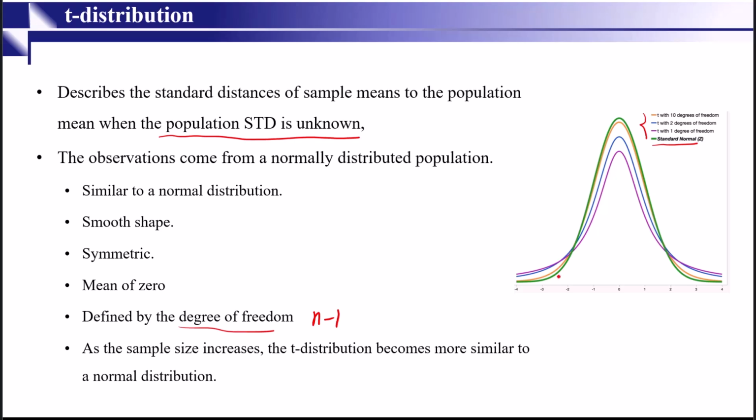As you can see here, the green color is the normal distribution, and the orange, blue, and purple are the t-distributions. The orange is for 10 degrees of freedom, the blue is for 2, and the purple is for 1. You can see here that the t-distribution has a fatter head and tails, right? So the distance between here and here is more than the normal distribution. It means the distance between the curve and the x-axis in the tails is more than the normal distribution.